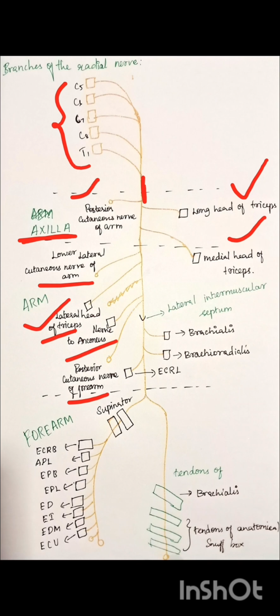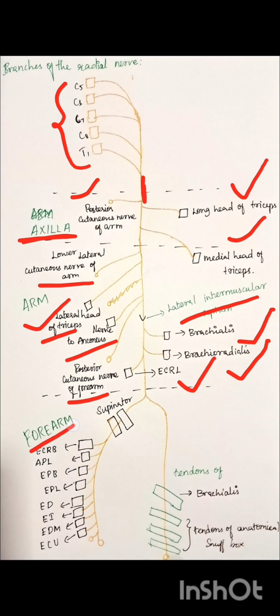So later, just below this groove, it pierces the lateral intermuscular septum. Then it gives three branches: brachialis, brachioradialis, extensor carpi radialis. So these are the three branches from the radial nerve just below the lateral intermuscular septum. After it pierces the septum, it gives these three branches.